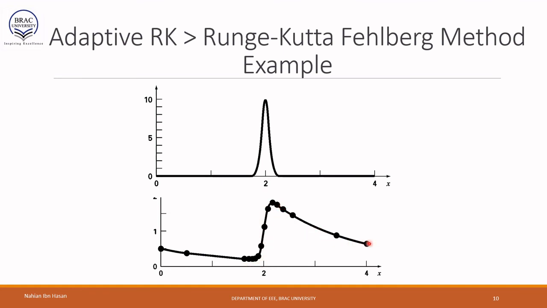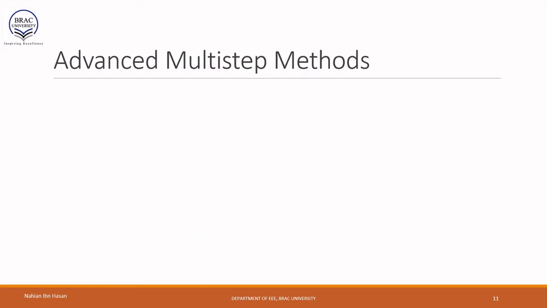As a result, we will have more data points around these abrupt changes. And where the change is very slow, that means in these regions, look at this, the change is very slow. As a result, there are far fewer data points. That means the step size is increased in these areas because there are no abrupt changes. So based on the abrupt changing of the slope of the function, the step size changes. That's how the Runge-Kutta-Fehlberg method works for abrupt changes.